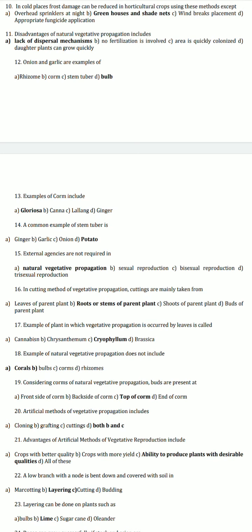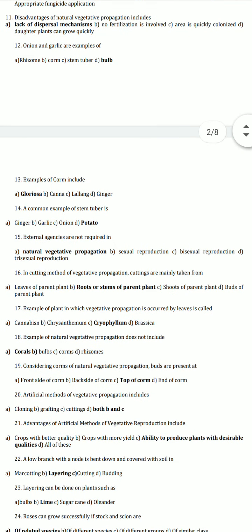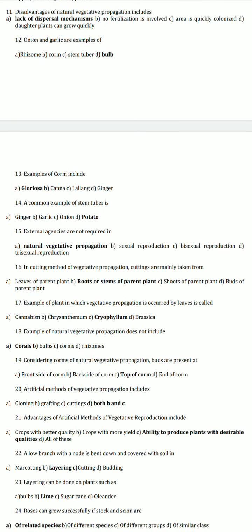External agencies are not required in natural vegetative propagation. In the cutting method of vegetative propagation, cuttings are mainly taken from roots or stems of the parent plant. An example of a plant in which vegetative propagation occurs by leaves is Kalanchoe. Examples of natural vegetative propagation do not include corals. Considering corms in natural vegetative propagation, buds are present at the top of the corm.